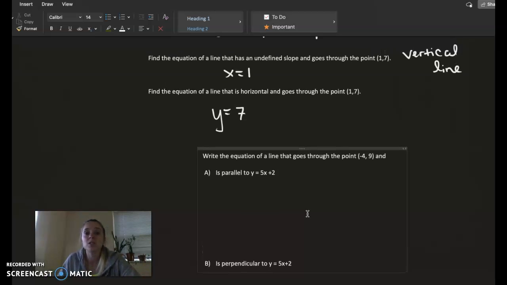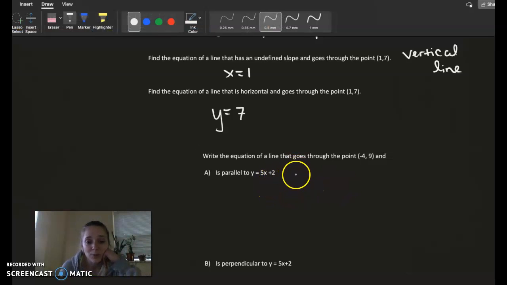So again, what do we know about parallel and perpendicular lines? So for part A, the lines are parallel. Remember that if two lines are parallel, their slopes are the same.